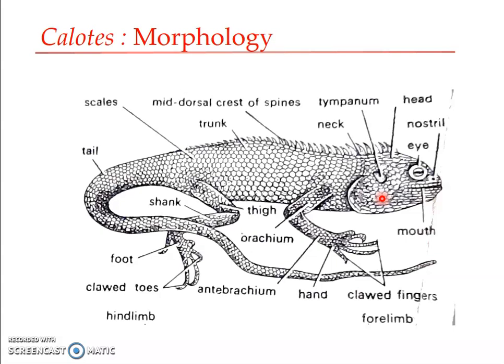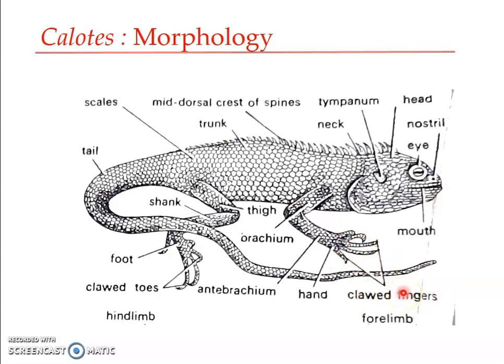The trunk bears 2 pairs of limbs, and each forelimb has an upper arm. You can see here it is written brachium. This is the brachium, the upper arm, the forearm or the antebrachium, and the hand, otherwise known as the manus, and five horny clawed digits.